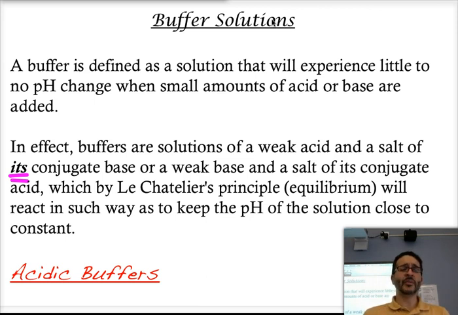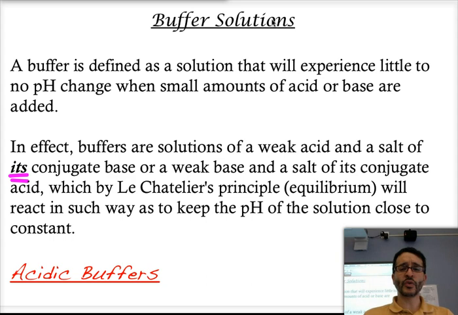For most cases, buffers are the solution of a weak acid and a salt of its conjugate base. You can also have a weak base and the salt of its conjugate acid. So you need to have both partners in the conjugate pair present for a buffer solution to exist. And Le Chatelier's principle is going to rule which direction the concentrations of acid and conjugate base are going to move in order to keep the pH in a very small range and very close to constant.